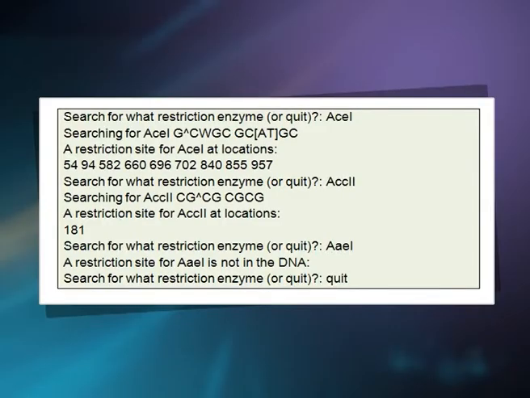Here is some sample output from this program. Here the user enters some restriction enzyme name, and searching for the restriction enzyme name in the sample.dna file, the locations, if found, are returned to the user. This will be continued until the user types quit.